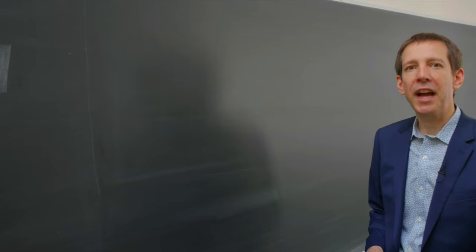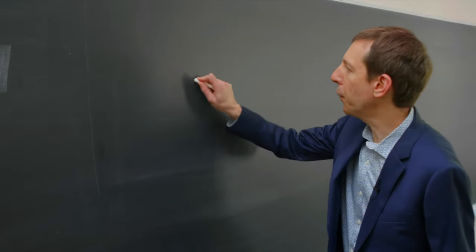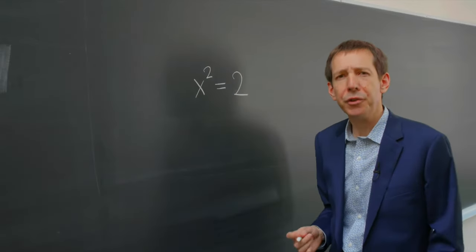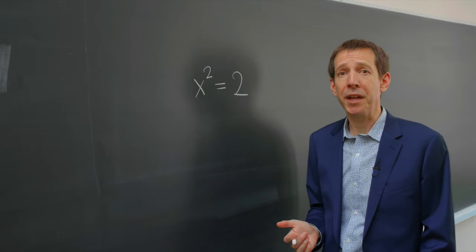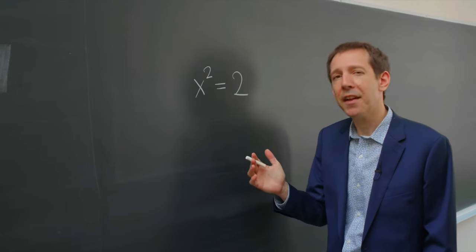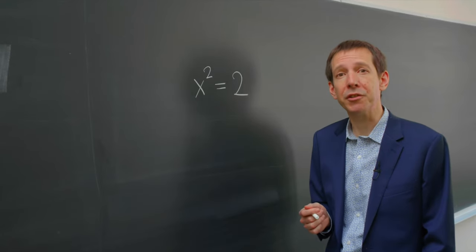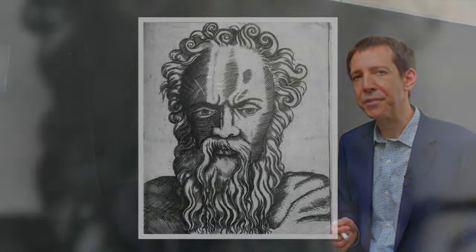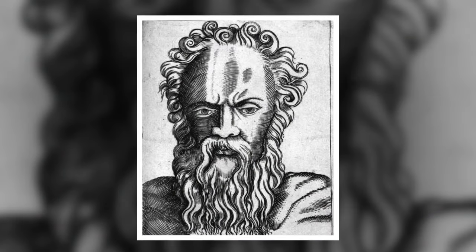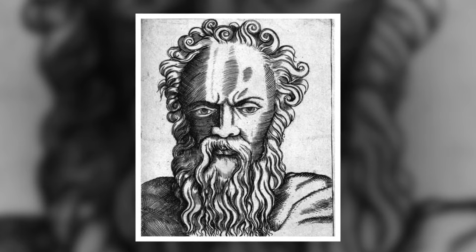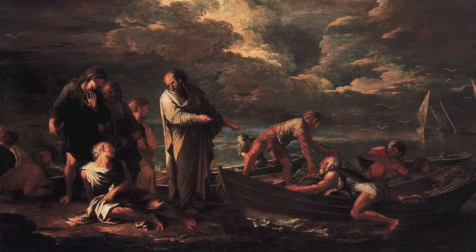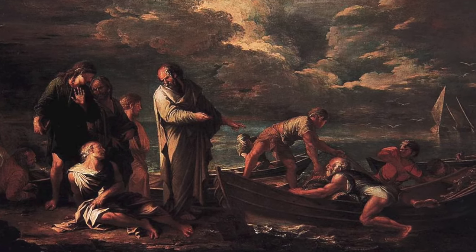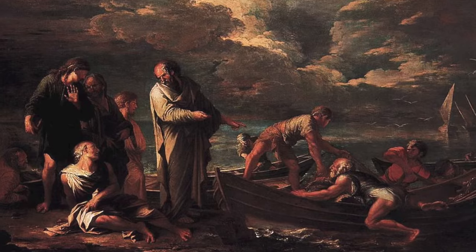Perhaps the most famous Diophantine equation in history is the equation x squared equals 2. This equation has no solutions in rational numbers. Equivalently, the square root of 2 is irrational. Rumor has it that when the Greek mathematician Hippasus discovered this fact 25 centuries ago, his fellow Pythagoreans were so appalled they drowned him in the lake. The reputation of number theory as a tough subject hasn't changed much since then.